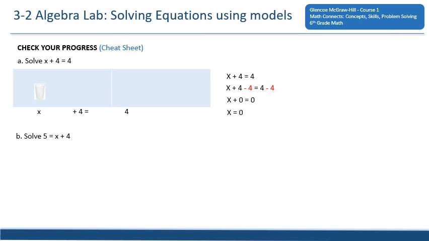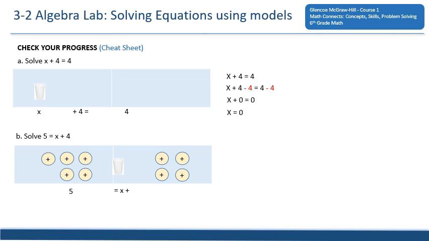So if we solve 5 equals x plus 4, there's our 5 counters, there's x, and then we have 4 counters. And remember, our goal is to get x all by itself on one side of the equation. So in order to do that, we'll start taking a counter away from each side one at a time. And we get, for the equation, 5 equals x plus 4.